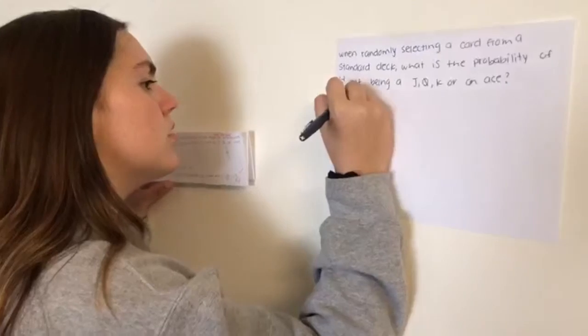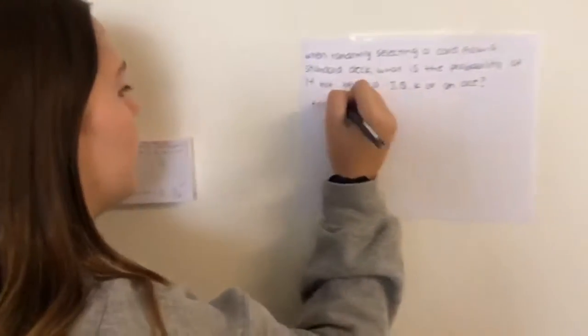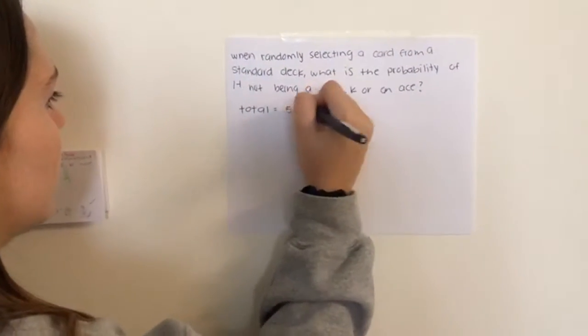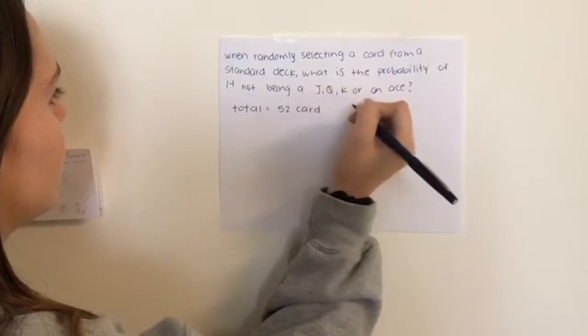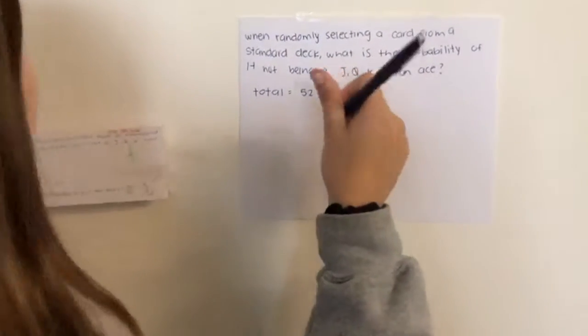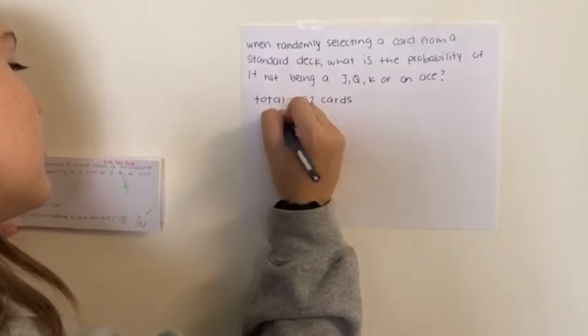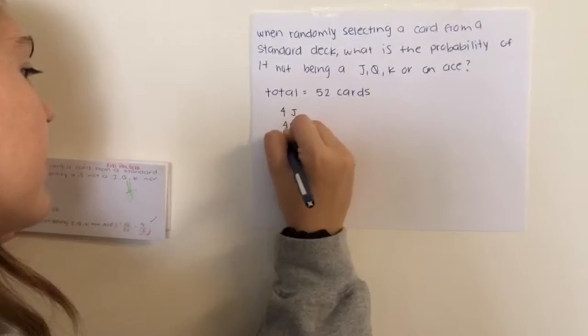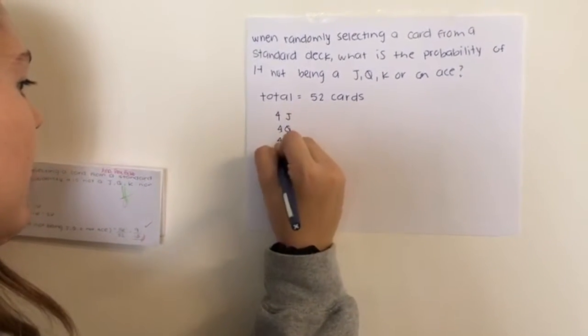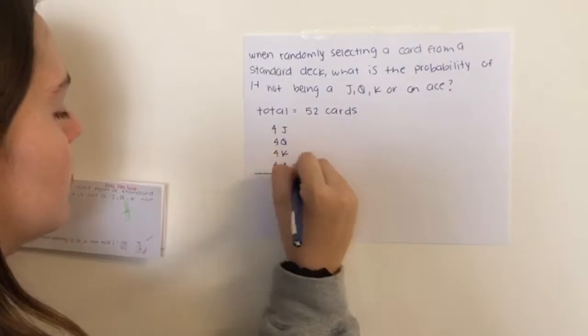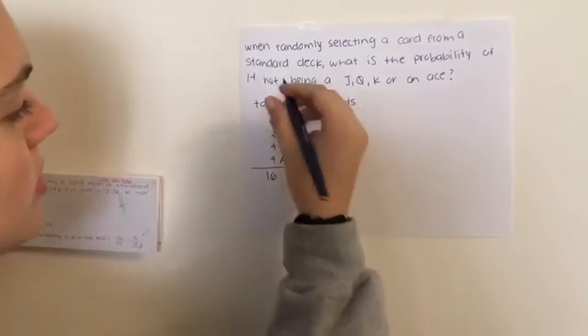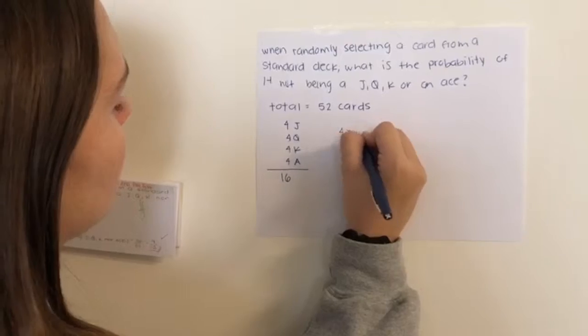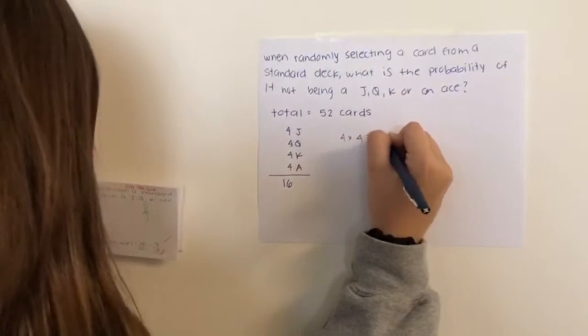There is a total of 52 cards in the standard deck. There are 4 jacks, 4 queens, 4 kings, and 4 aces, which come to a total of 16 cards, because 4 times 4 equals 16.